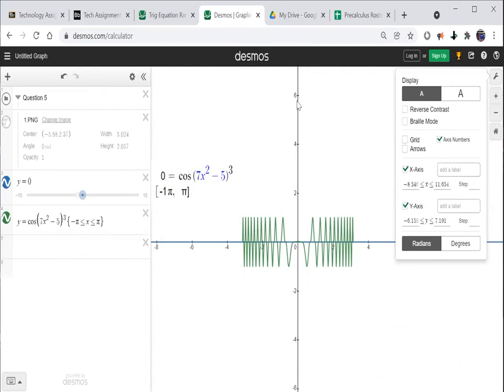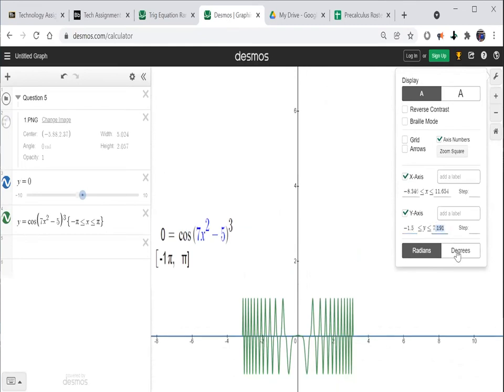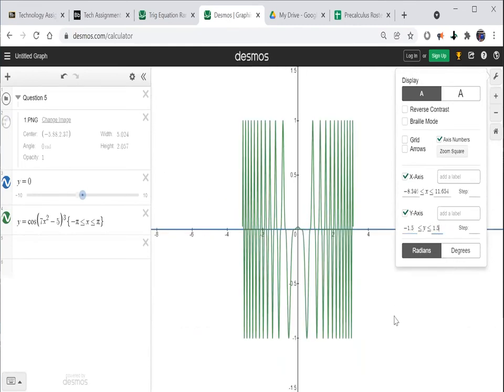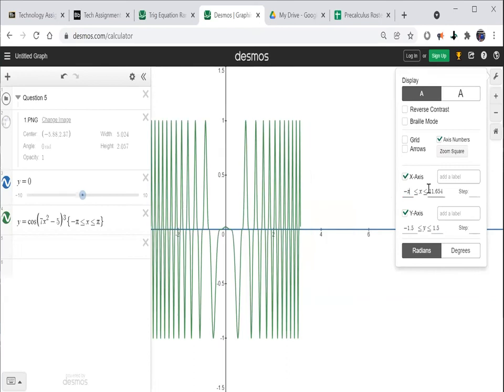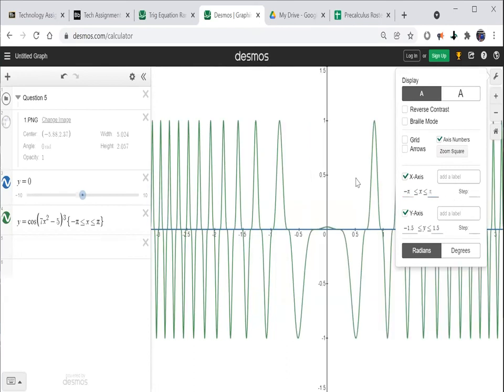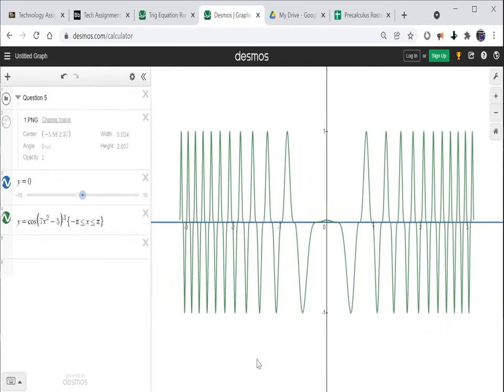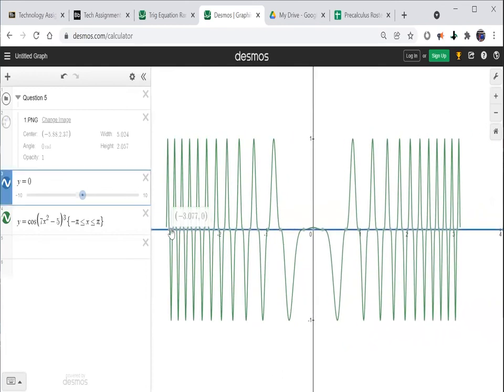I don't need it to go as low as -6 and as high as +6. So on my y-axis, -1.5 would be enough. -1 will even do it, but I'm going to put -1.5 and then +1.5. And then with my zooming, it kind of took me out of the domain a little bit. So I'd bring it to negative pi to pi, just so I get a good look, and then I'd zoom out from there. Right. So every one of these little intersections here represents a solution.